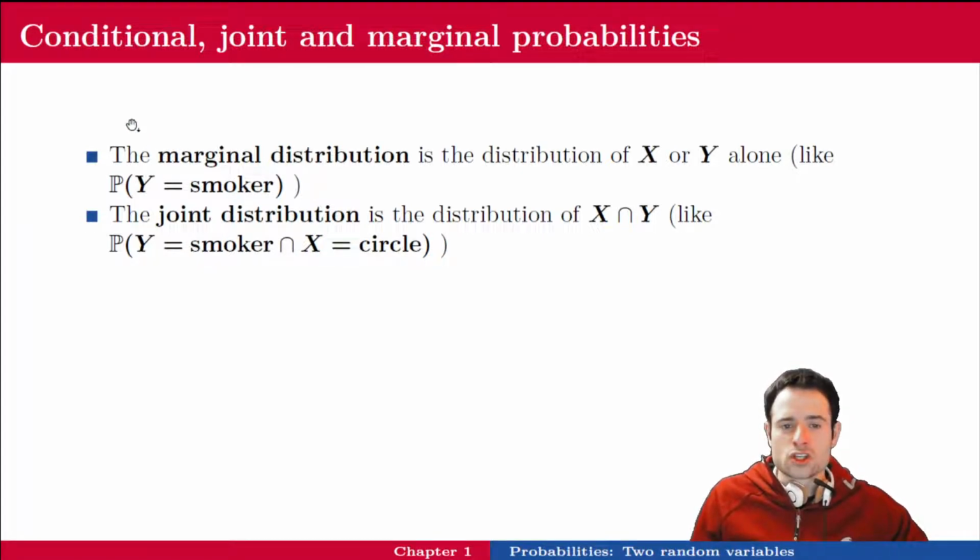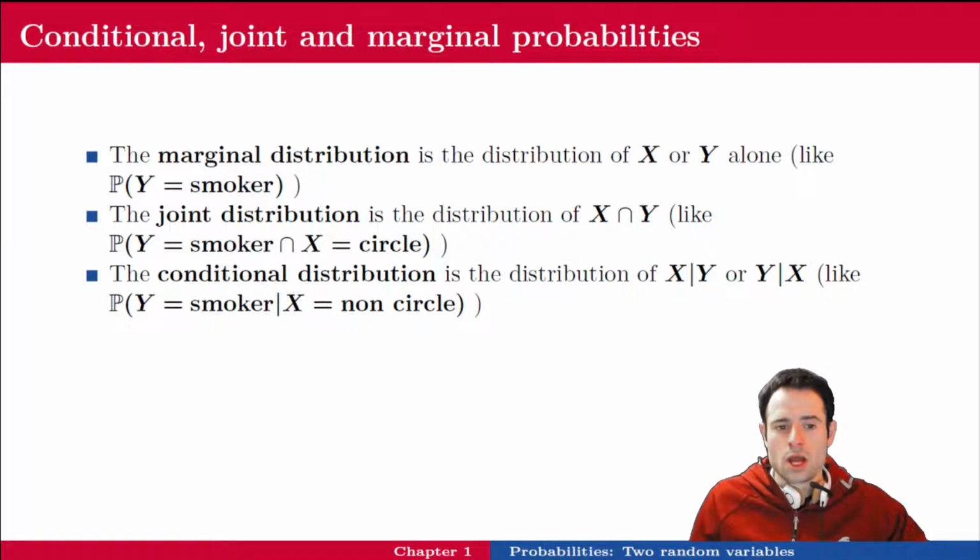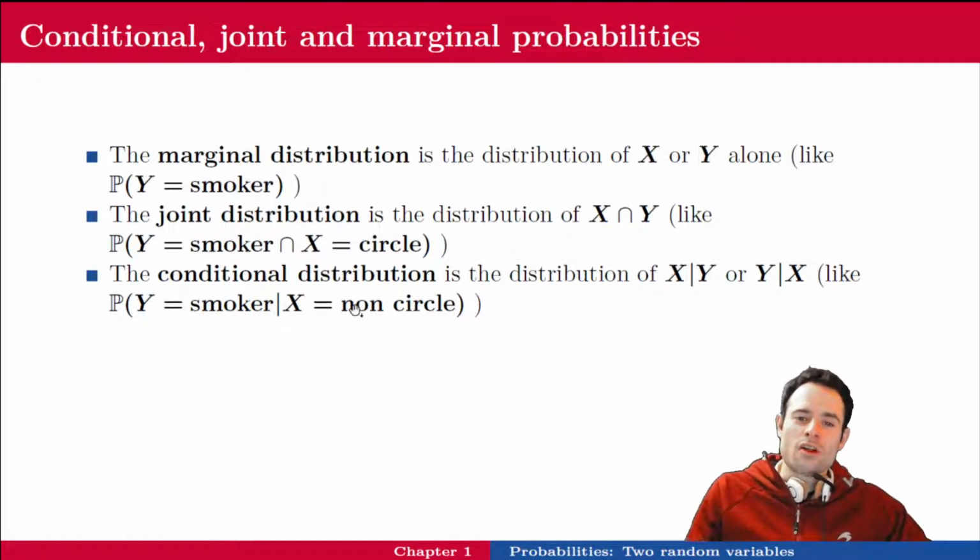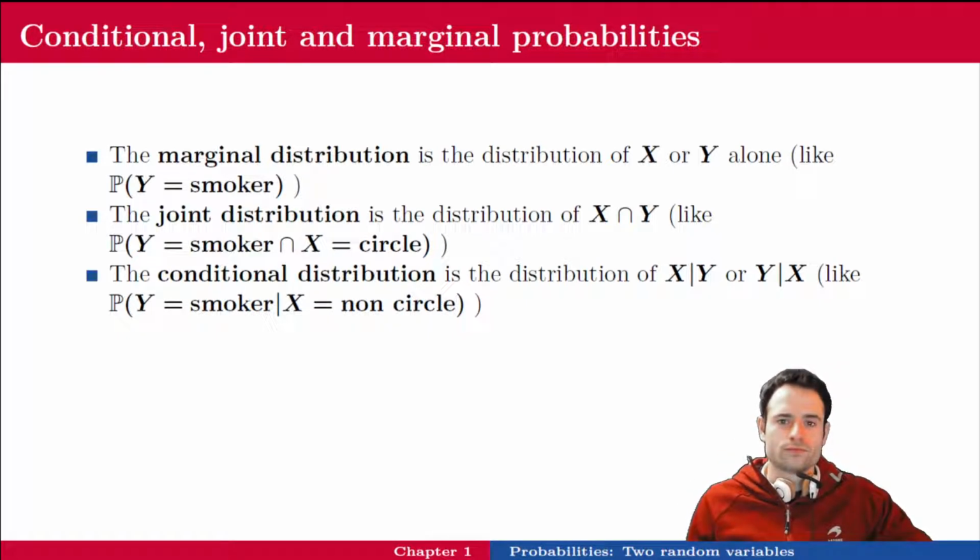And the last one I just mentioned is the conditional probability. Every time you think about conditional, you should think about a vertical bar. What's after the vertical bar is the condition. The condition is, I already know that I am looking at a non-circle. Then, given that, knowing that, what is the probability that this non-circle that I'm looking at is a smoker? And note that x given y is not the same as y given x.